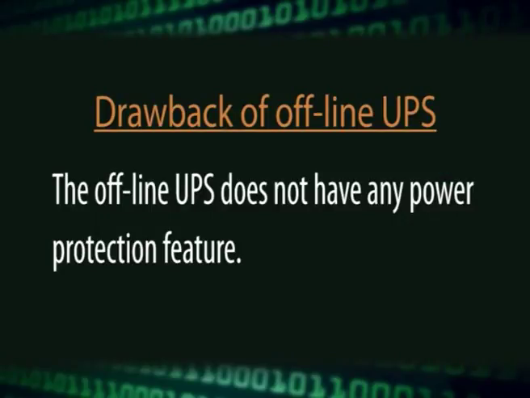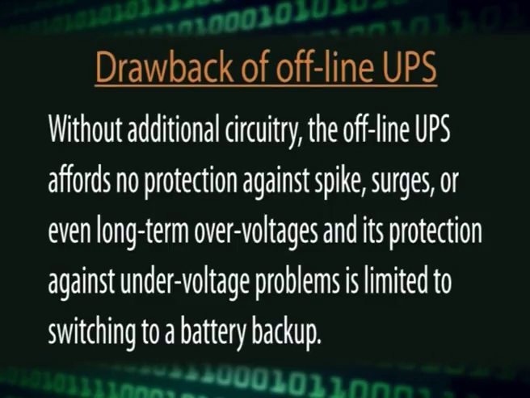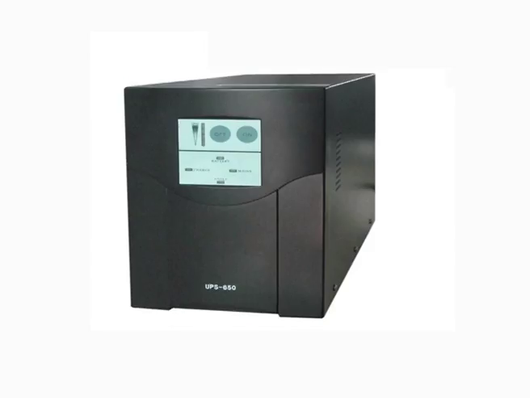The chief drawback of an offline UPS is that it does not have any power protection feature. Without additional circuitry, the offline UPS affords no protection against spikes, surges or even long term over voltage, and its protection against under voltage problems is limited to switching to a battery backup. The next step in the UPS ladder is a line interactive UPS.